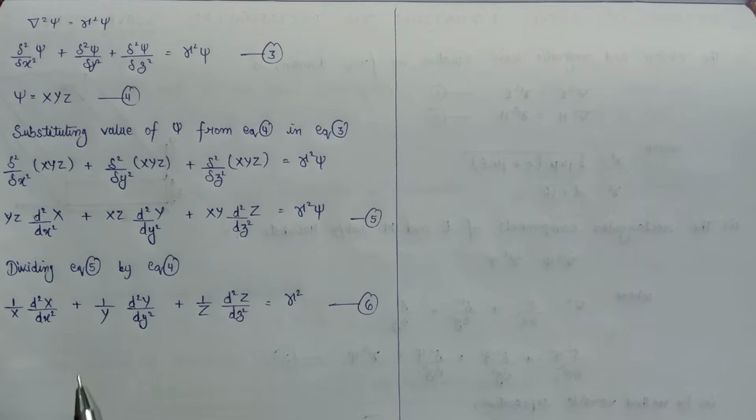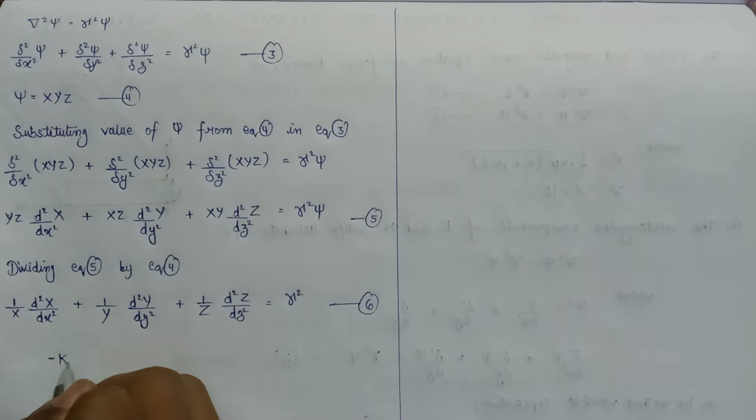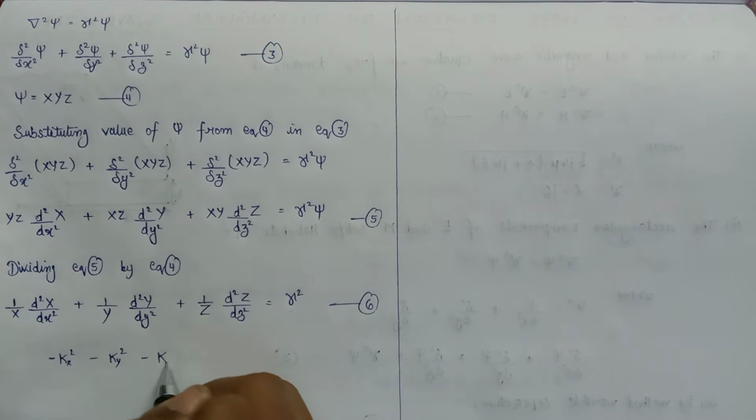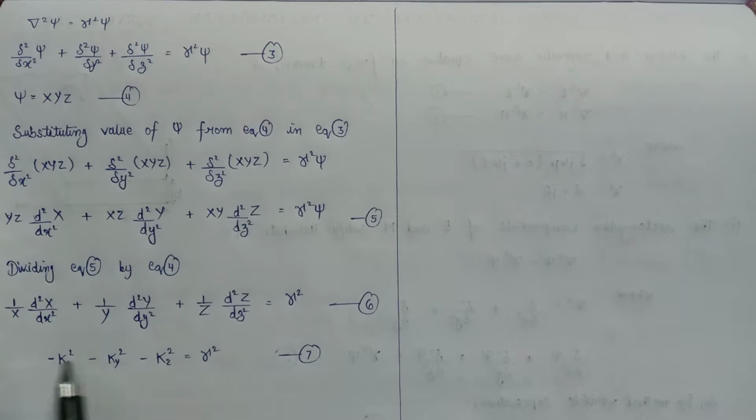Now we can say that all the terms on the left hand side are constant only and each term can separately be equal to a constant term. So if we write this expression in the form of constants, we can write it as minus kx square minus ky square minus kz square, that is equal to gamma square. This is equation number 7. These three constants we assumed for these corresponding values.